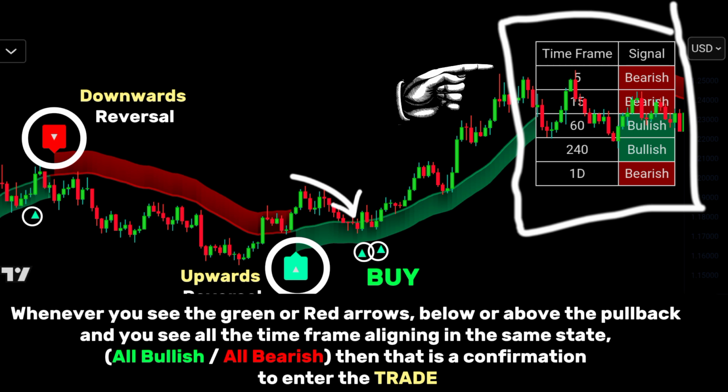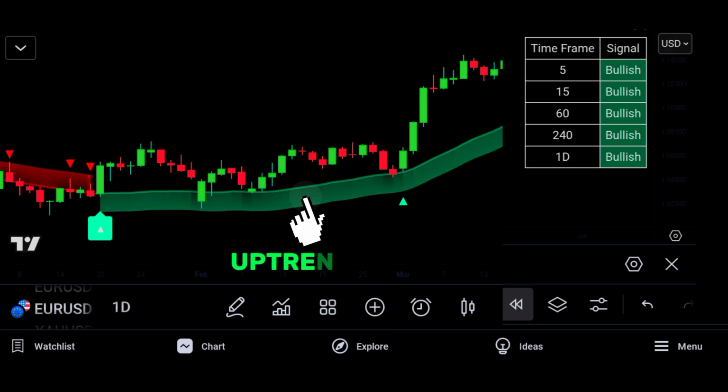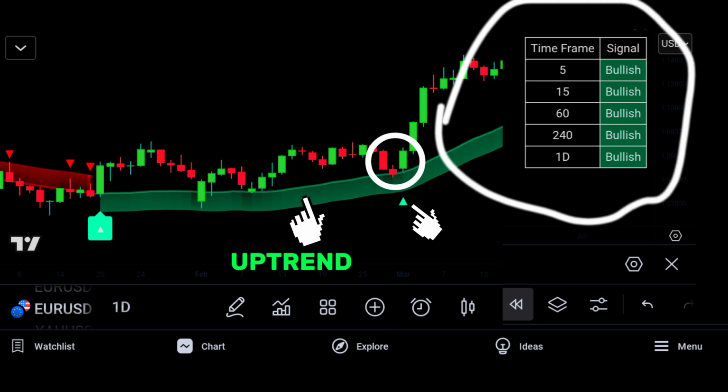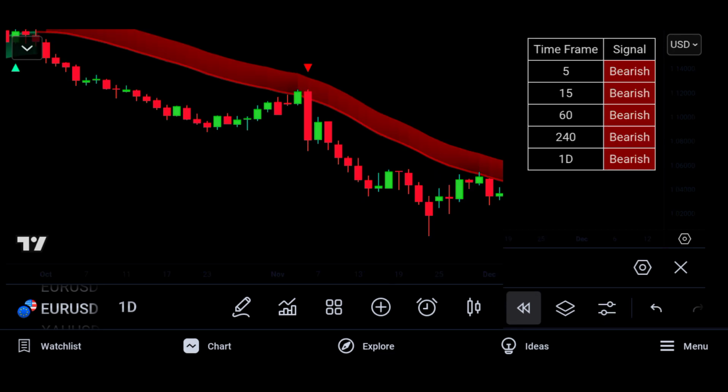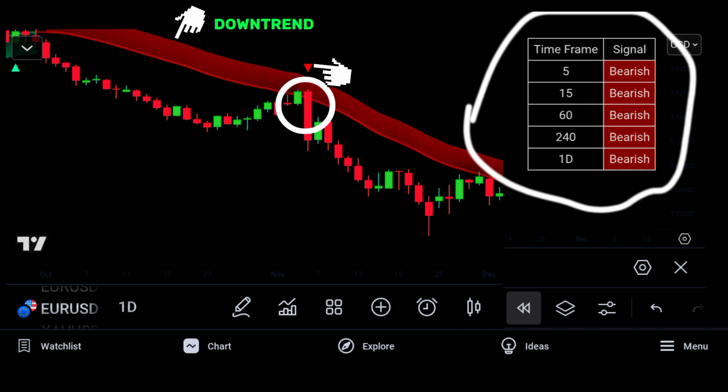For example, when the market is moving in an uptrend and it makes a quick pullback to the green ribbon, and then a green arrow appears below the pullback, and at the same time you see all these time frames in a bullish state, then that becomes a great time to enter the market. And when the market is moving in a downtrend and the market pulls back and touches the red ribbon, and then you see a red arrow above it indicating a potential entry, and at the same time you see all these time frames in a bearish state, then that becomes a good entry to enter the market.